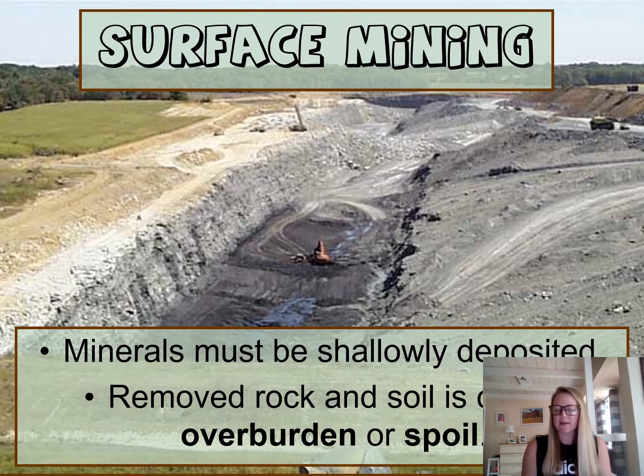If your mineral deposit is deeper down into the earth, you're probably going to want to use subsurface techniques to get to that mineral. In both cases, though, you create what's called overburden or spoil. And that is the stuff that pretty much you don't want if you're a miner. So the mineral is the good stuff. That's what you want to get to. And in order to get to that mineral, you usually have to move a whole bunch of other stuff. And we call that other stuff overburden or spoil.